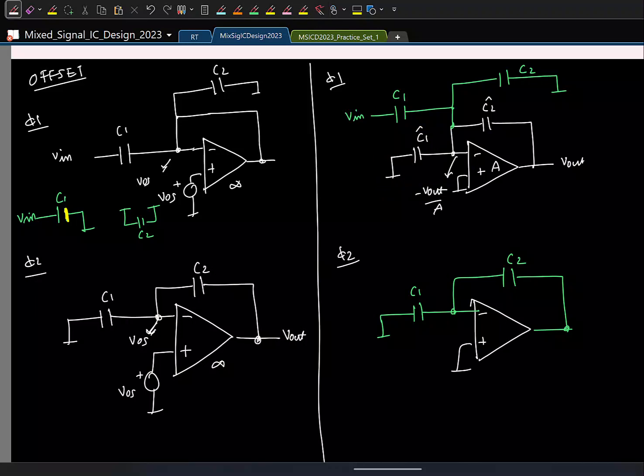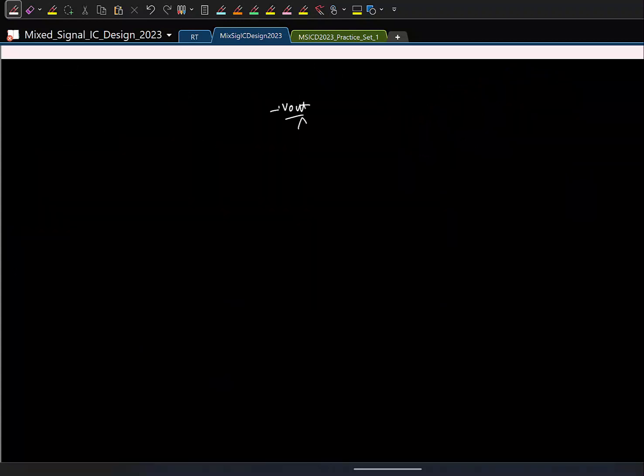See, how can I get the error voltage? I want an error voltage which is minus V out by A. To get the error voltage, first, what should I do? V out should be V out. How do I get V out? Yeah, you should get V out. How do I get V out first? Put input. Input where? Basically, I have to sample the input and reset one capacitor. This is one phase. In the next phase, I will do this.